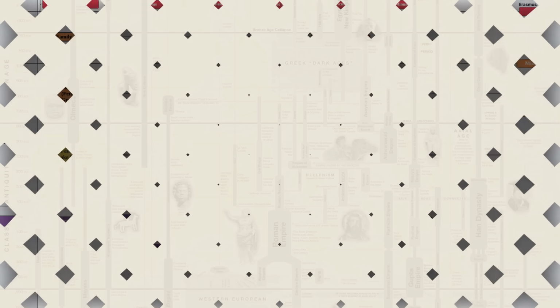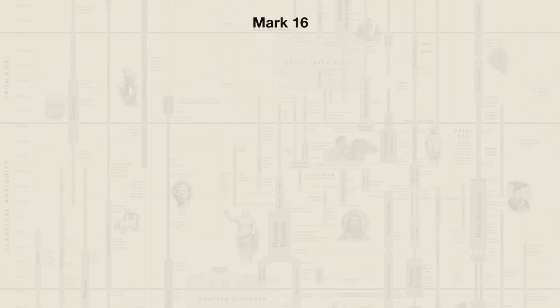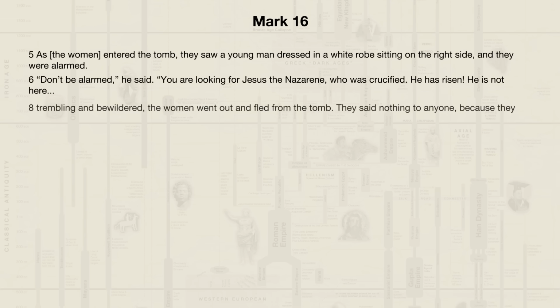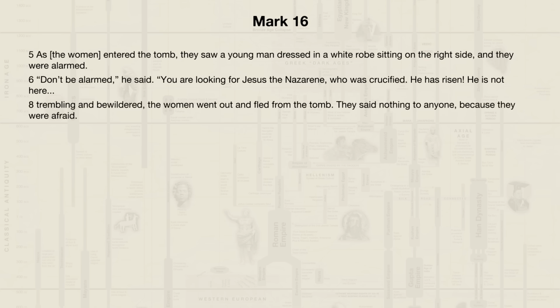The first is Mark chapter 16, which is the final chapter in that gospel. In our two earliest complete manuscripts, Codex Sinaiticus and Codex Vaticanus, the chapter ends with verse 8. Basically, the women discover Jesus' empty tomb, where an angel tells them that Jesus has risen. But they don't actually see Jesus. The book simply ends with the line, "Trembling and bewildered, the women went out and fled from the tomb. They said nothing to anyone because they were afraid."